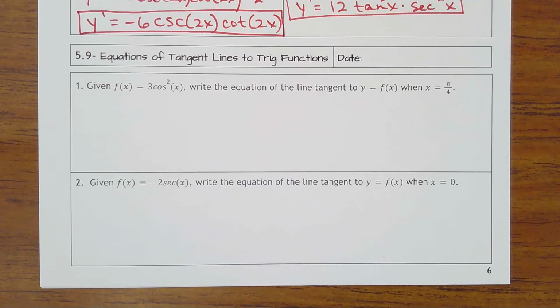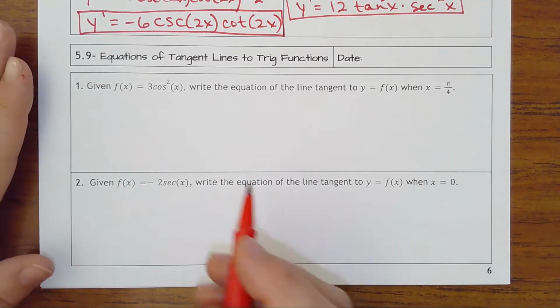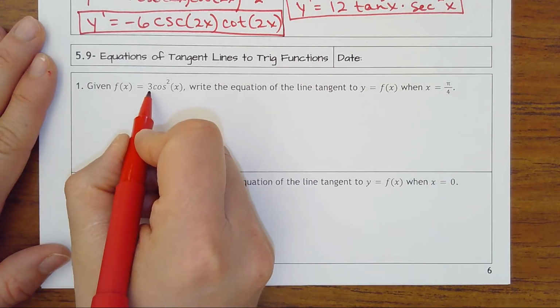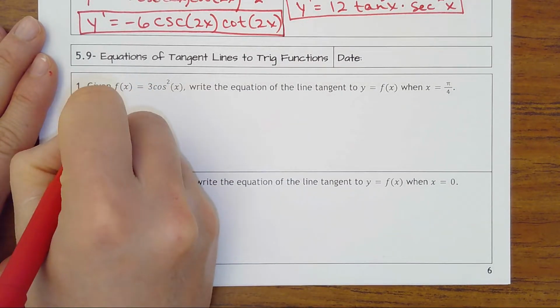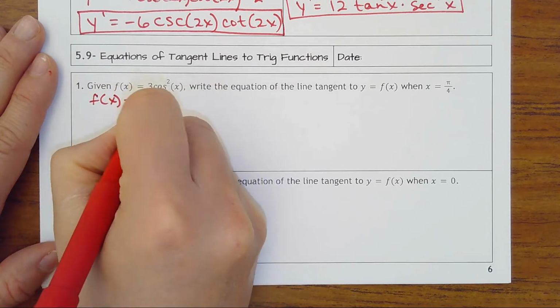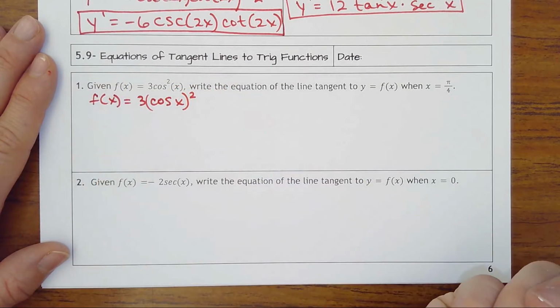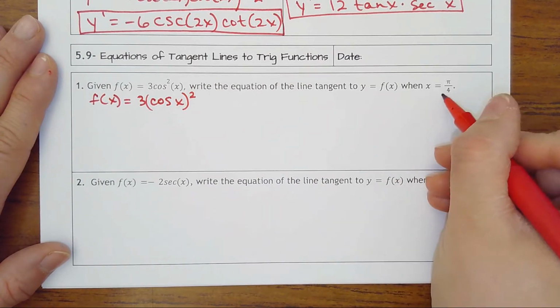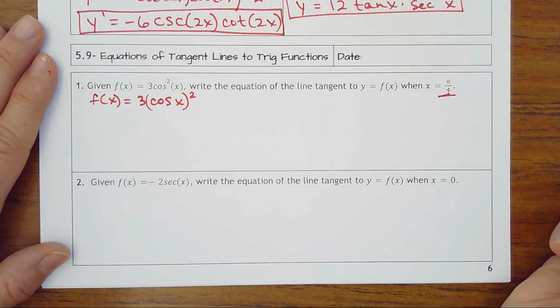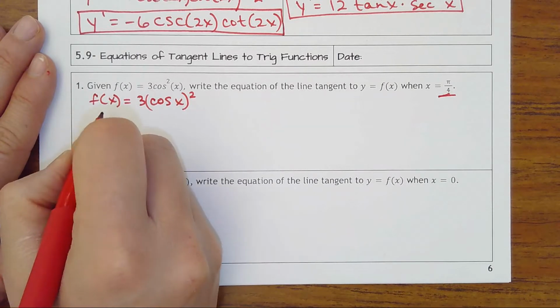5.9, equation of tangent lines to trig functions. We've got f of x is 3 times cosine squared of x. So right away I'm going to go ahead and rewrite that. So it's 3 cosine of x, that squared. We need to find the slope when x is pi over 4. So I'm hoping we remember some unit circle stuff.